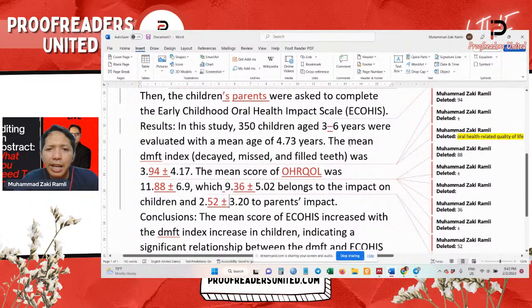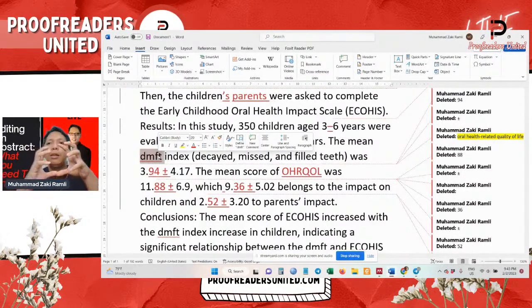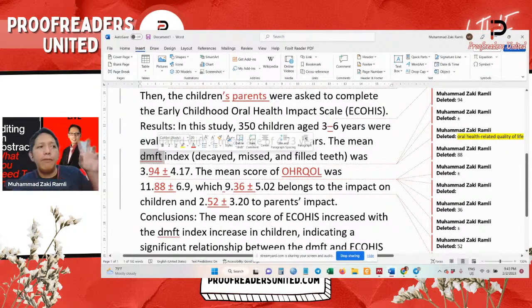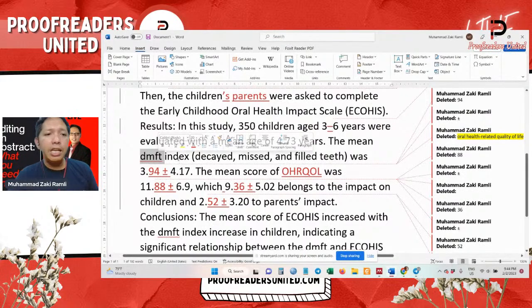The mean, I actually have some issue over here. Usually, instead of immediately putting the abbreviation, we have to spell out the full name of the phrase first, and only then give the abbreviation. But somehow the author of this abstract decided to put the abbreviation first. If I am the editor or the proofreader for this abstract, I will change this to be like this. The MFT.